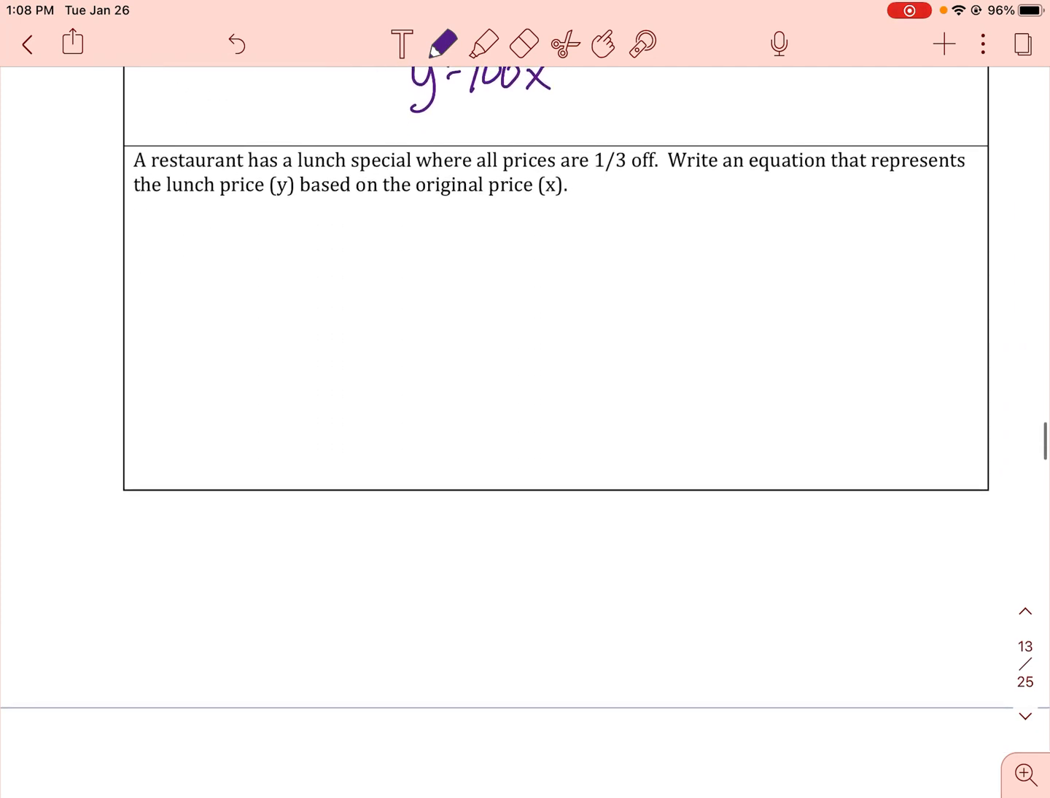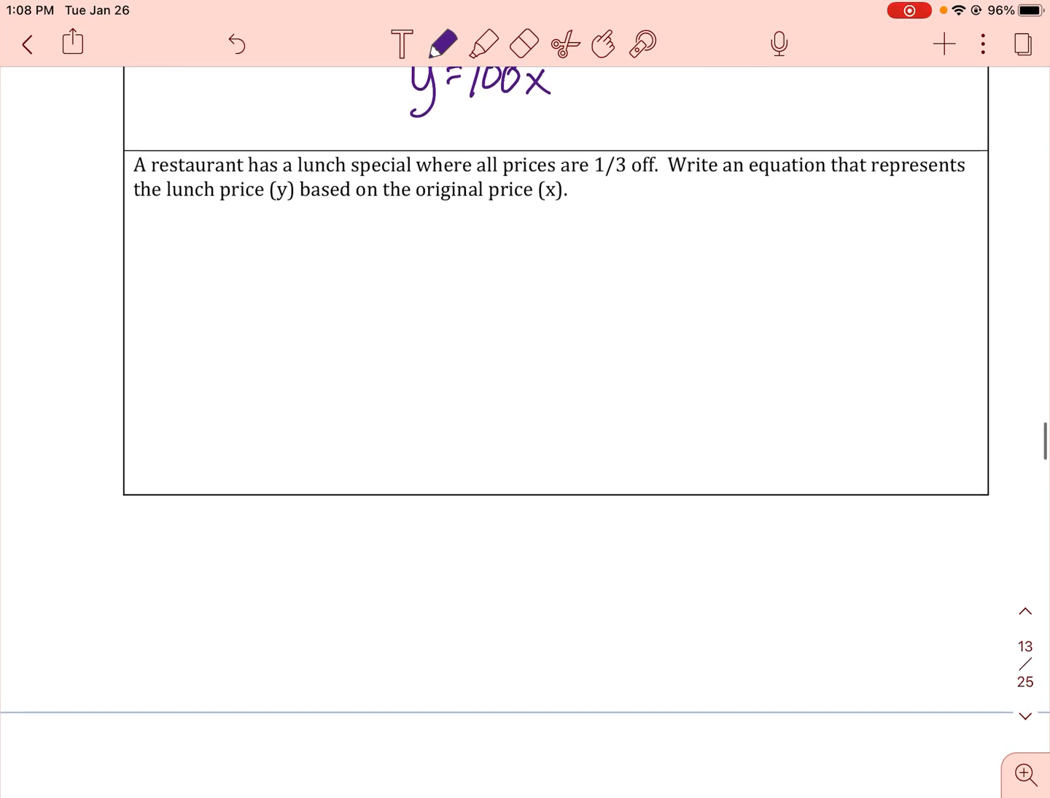A restaurant has a lunch special where all prices are 1/3 off. Write an equation that represents the lunch price, y, based on the original price, x. If it's 1/3 off the original price, let's say this circle represents our whole price. Let's try to cut this in thirds. If I take 1/3 of this off, how much do I have left of the original price? You would see that you have 2/3 left.